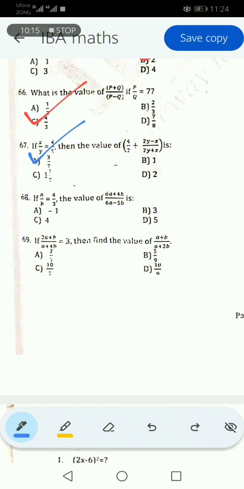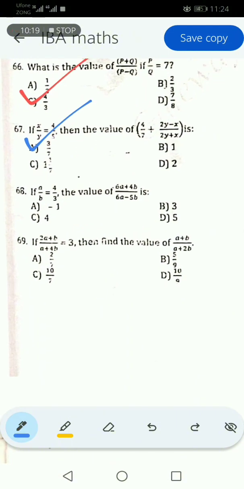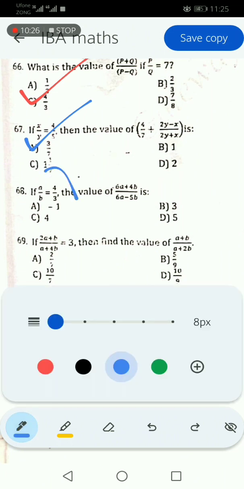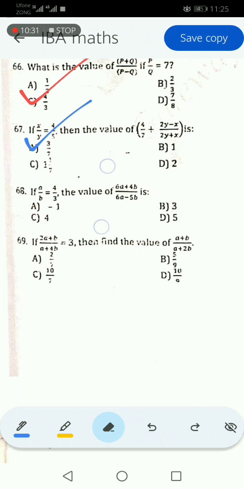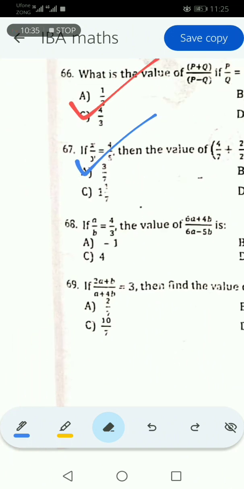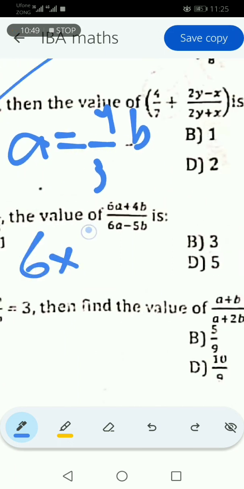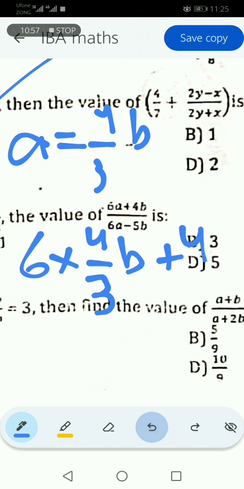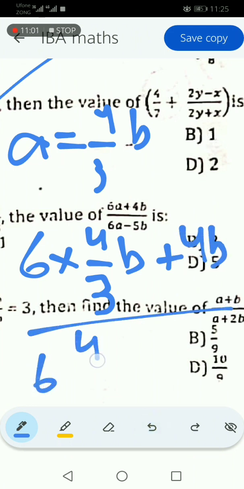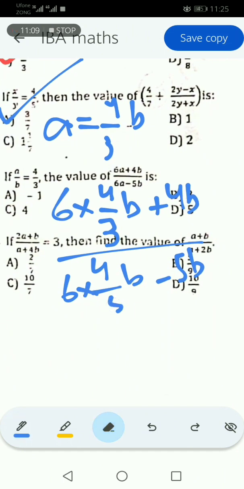Let's move on to this question. 68. So here A upon B is given and we have to find the value of this equation. So first we're going to assume one of the values, whether we can assume the value of A or the value of B. So here I'm going to assume the value of A. So A will be equal to 4 upon 3B. Now let's solve it. So that will be 6 multiplied by 4 upon 3B plus 4B, divided by 6 multiplied by 4 upon 3B minus 3B.